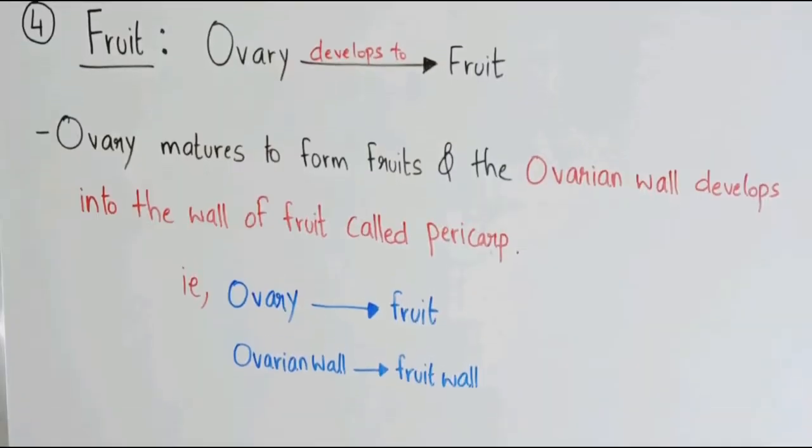We have learned that ovary develops into fruit. Ovary matures to form fruit and the ovarian wall develops into the wall of the fruit called pericarp. That is, ovary develops into fruit and ovarian wall develops into fruit wall.